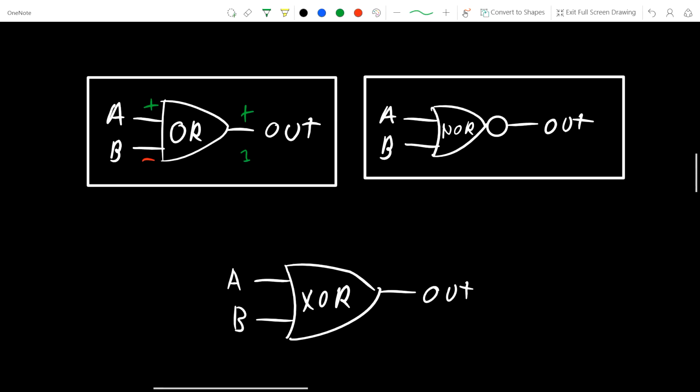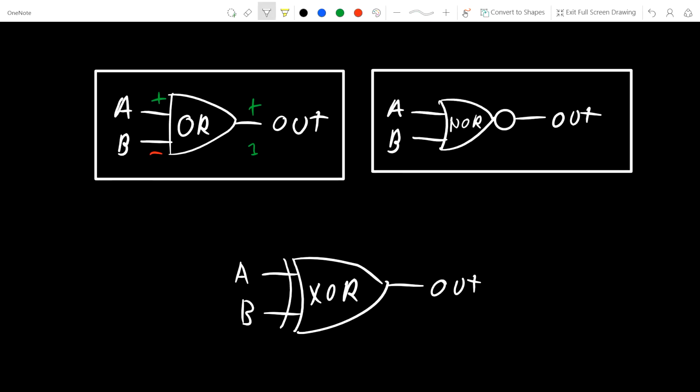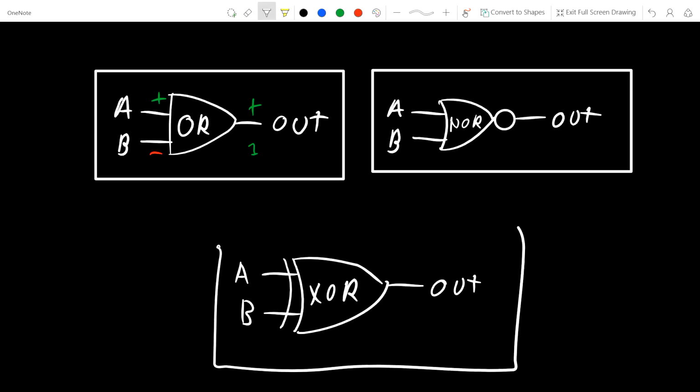And the only time it's ever negative, or a 0, is if both of its inputs are negative or 0. And NOR does the exact same thing. So we're not going to discuss it that much.